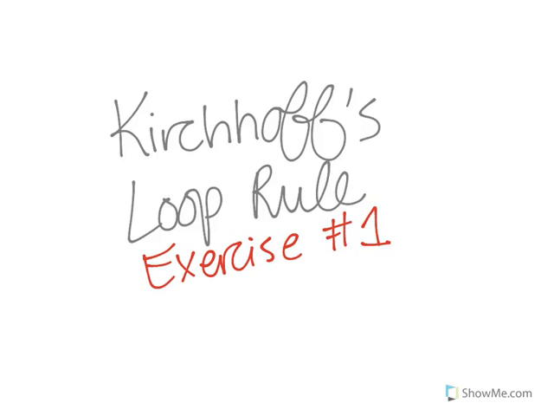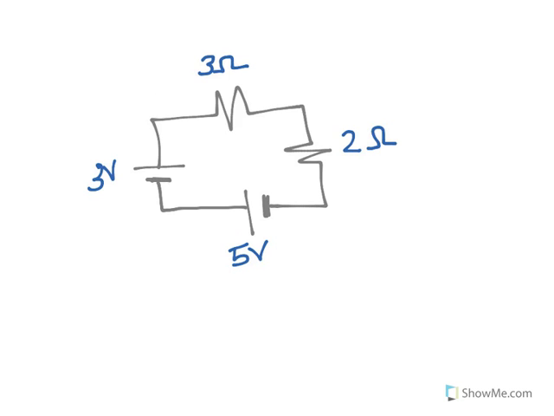Hi everyone, my name's Louisa, and in this video I'm going to use Kirchhoff's loop rule to do a quick exercise for you. So in this circuit you see that you've been given two batteries and two resistors, all in series with one another. And what we want to do is find out what is the current. And we can do that by applying Kirchhoff's loop rule as well as Ohm's law.